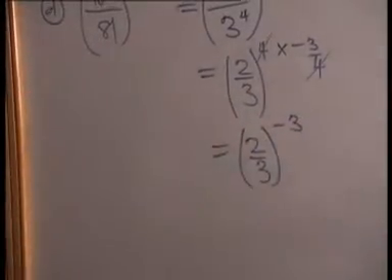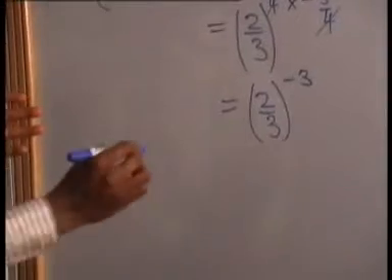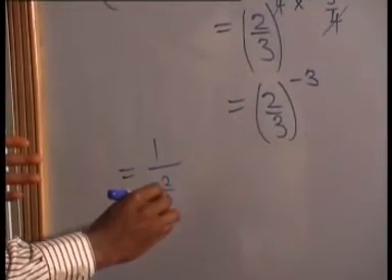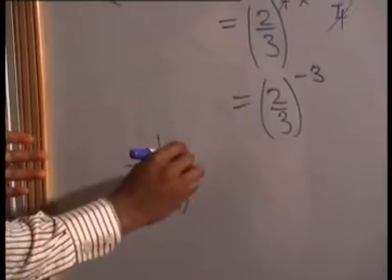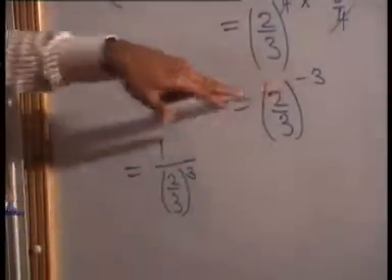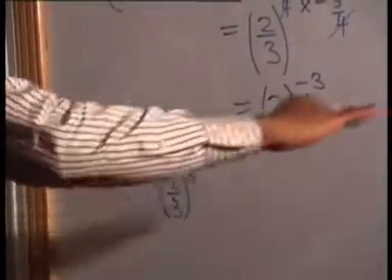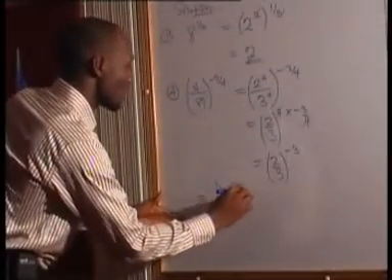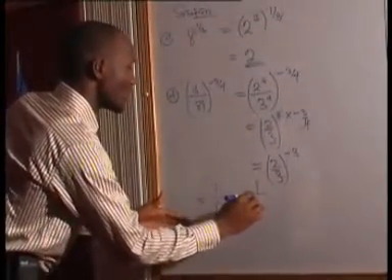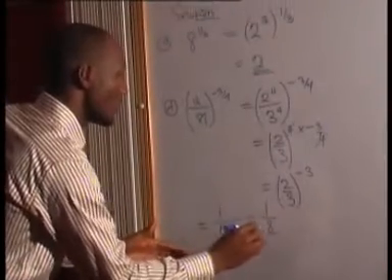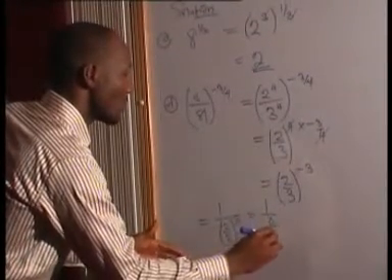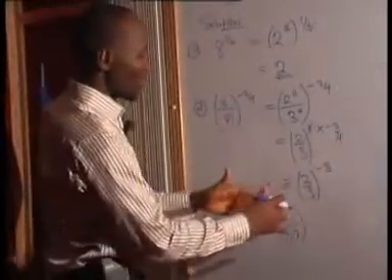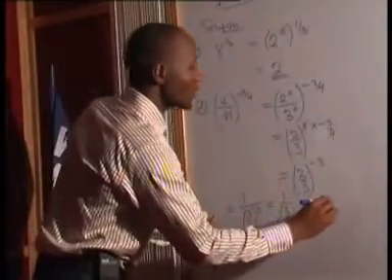We can simplify further. So you have 1 over 2 over 3 raised to power 3. We have removed this negative. It just means 1 over. So you have 2 over 3 here, raised to power 3. This is like 1 over 2 raised to power 3, which is 8, and 3 raised to power 3, which is 27. So this is now like 1 divided by 8 over 27. So it's going to turn to what?